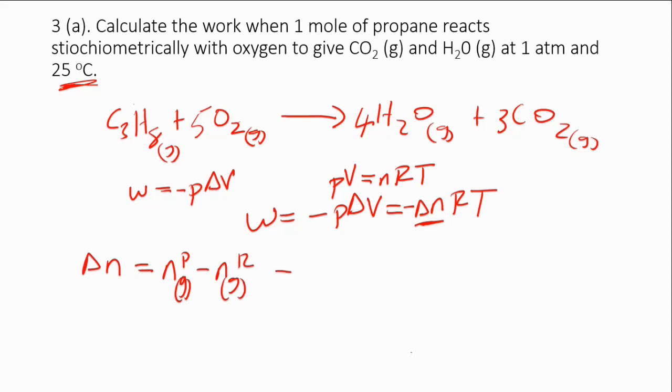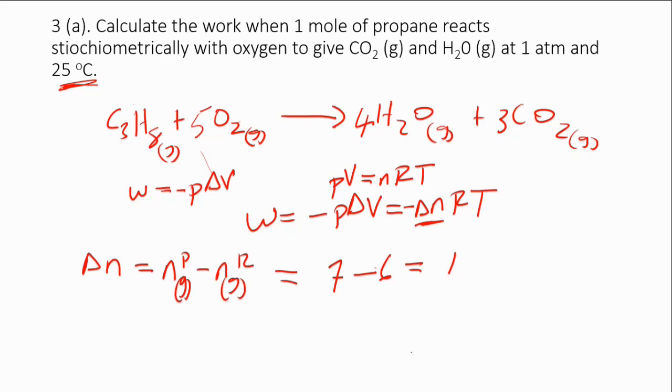How does that work? Okay, let's try it. The number of moles of gaseous products is 4 moles of steam, which is gas, and 3 moles of carbon dioxide gas. 4 plus 3, that's 7. So it's 7 minus the number of moles of gaseous reactants: 5 moles of oxygen gas plus 1 mole of propane gas. 1 plus 5 is 6. So our delta n turns out to be 1.